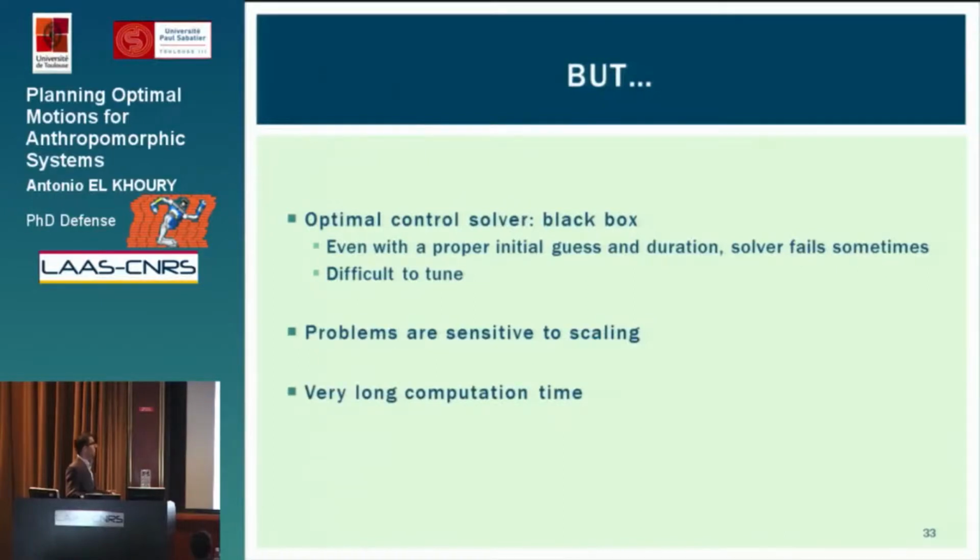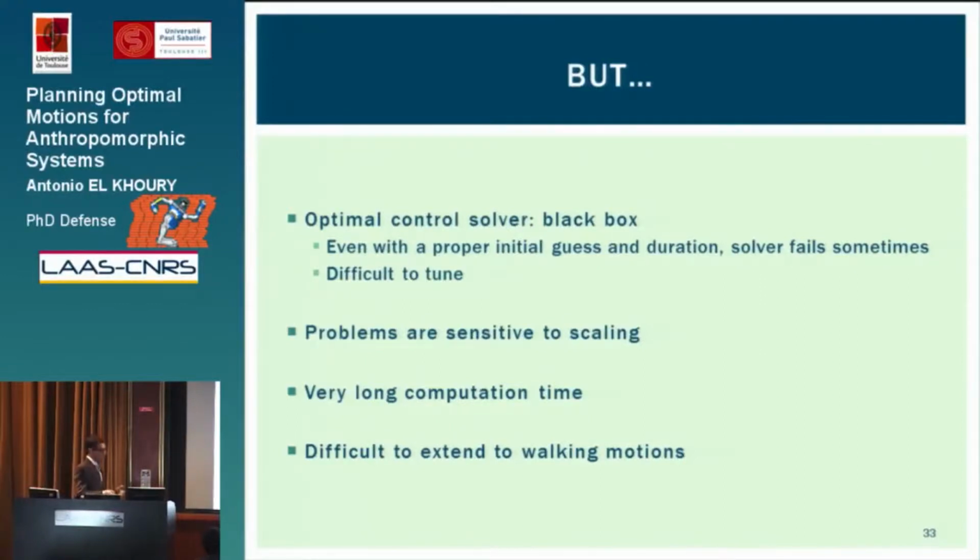And furthermore, we obtained very long computation time in order to generate those motions. So for example, for the shelf environment motion, the motion generation took more than 30 minutes to go from the initial guess to a local optimum. And also we feel it's difficult to extend to walking motions.